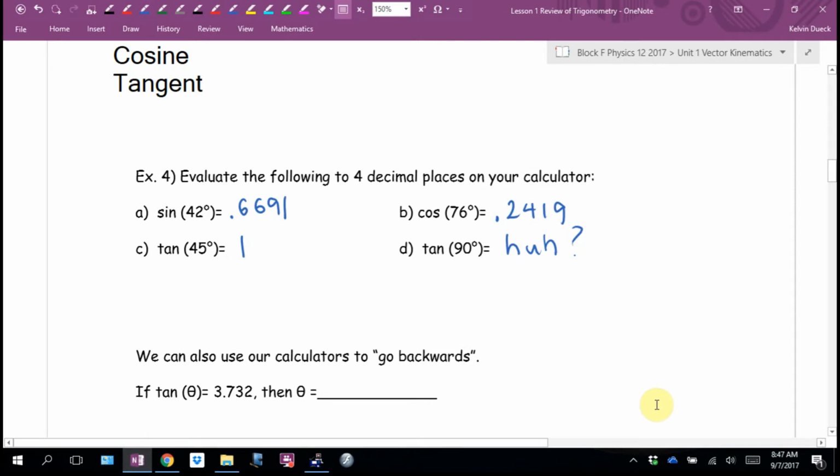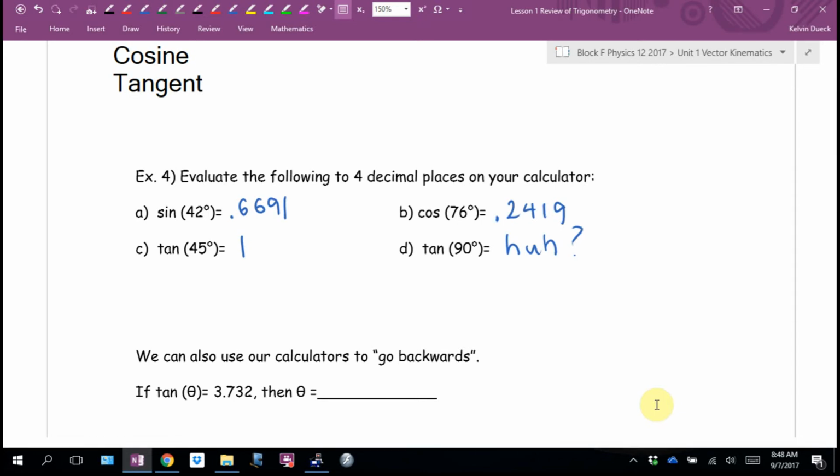You get an error, yes? You know what? Let's see if we can figure out what's going on there. What's the tangent of 89 degrees? Go tan 89. What do you get? 57. Can you go tan of 89.9? Let's see if we can sneak up on 90.